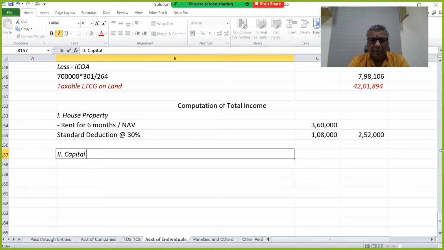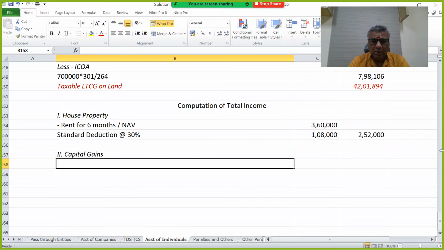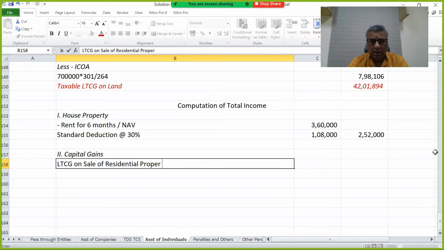Okay, capital gains. LTCG on sale of residential property and land.